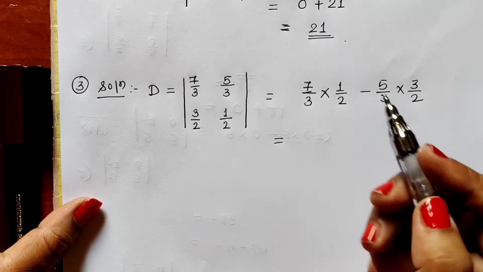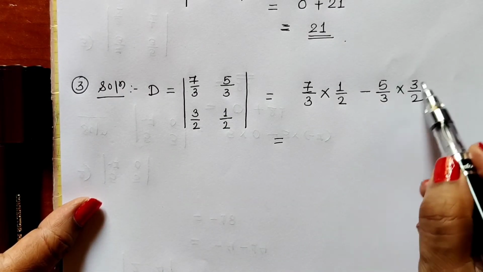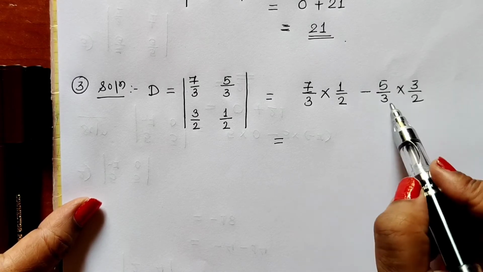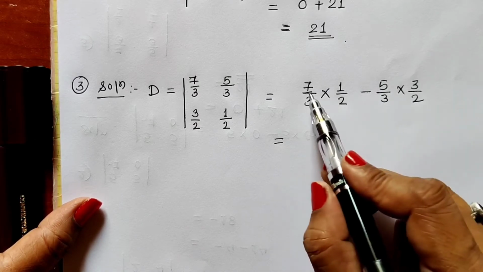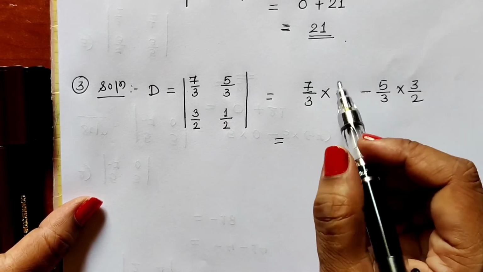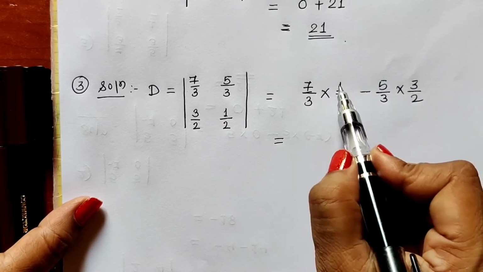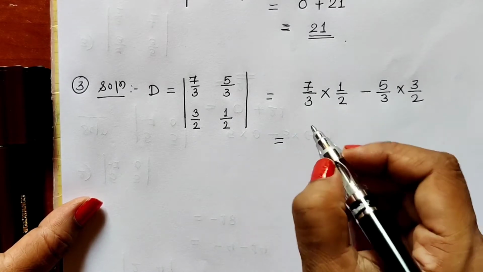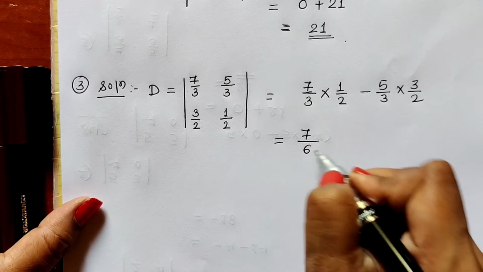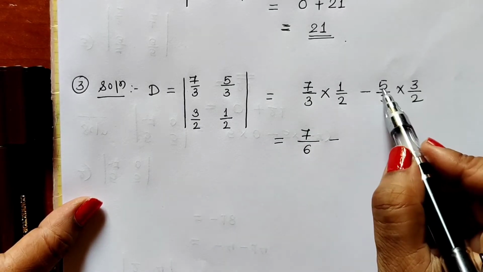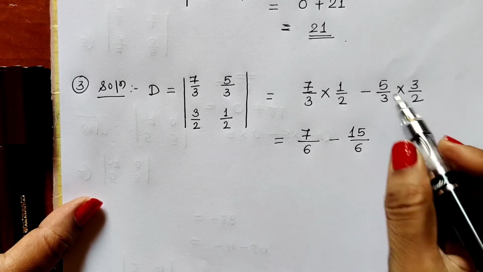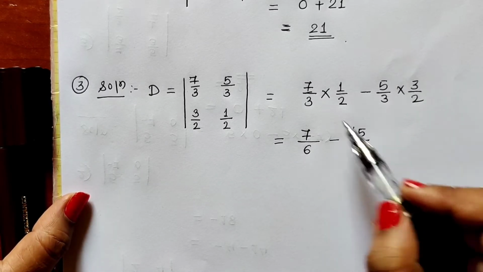Now let us multiply. If you want, you can cancel 3 here and you will get 5 upon 2. But I am not going to cancel because I will be getting the same denominator when I multiply. In multiplication we have to multiply numerator with numerator, denominator with denominator. So 7 ones are 7, 3 twos are 6, minus 5 threes are 15 and 3 twos are 6. So in this way we are getting 6 in the denominator.